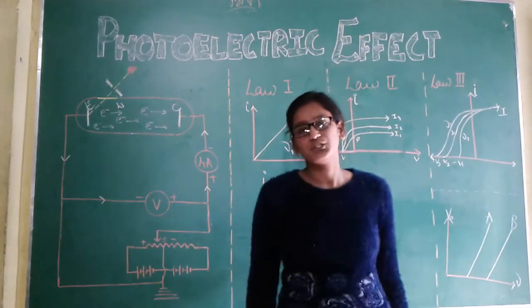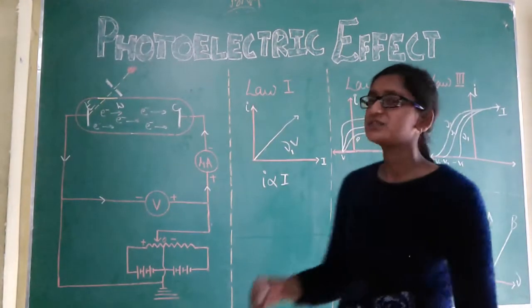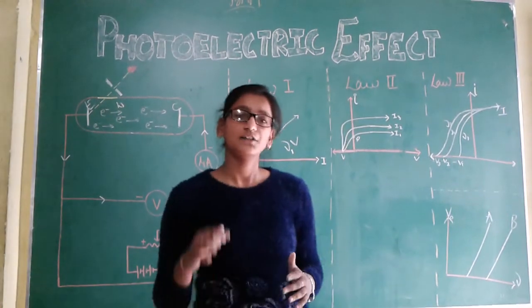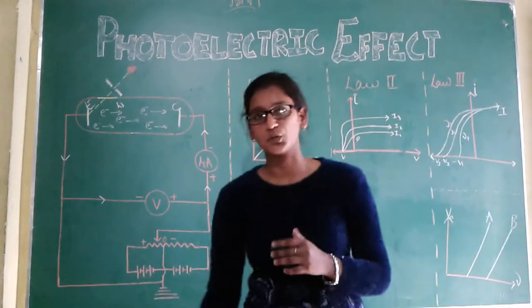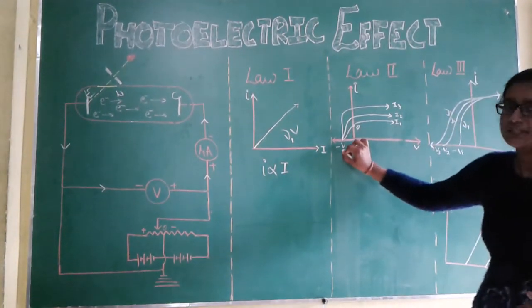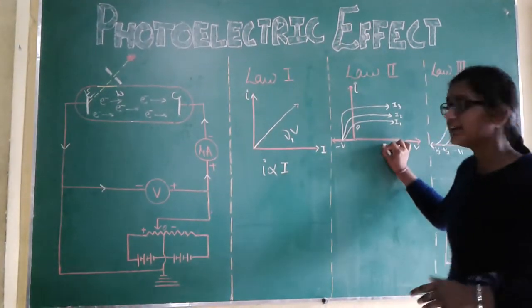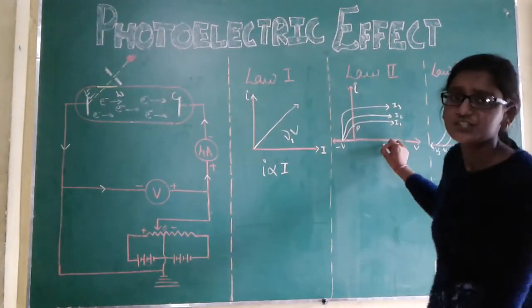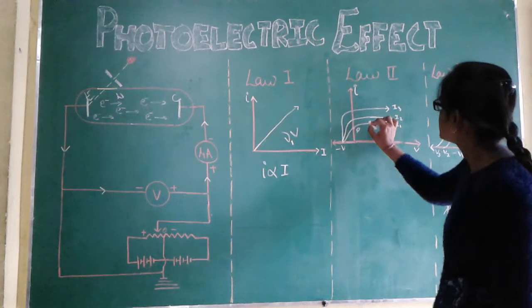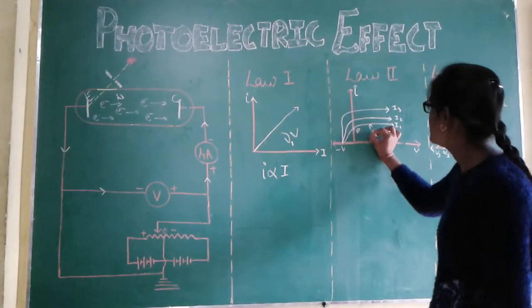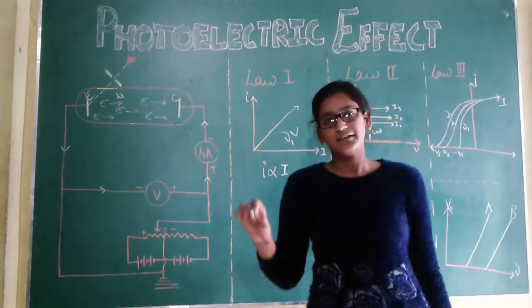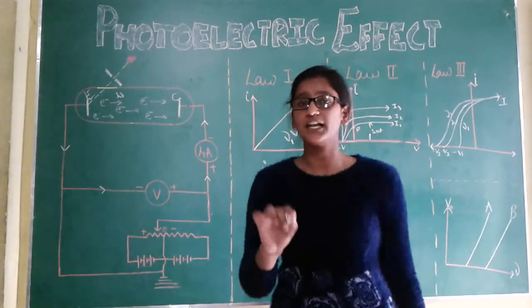We should know what is cutoff potential. Cutoff potential is the maximum retarding potential at which the flow of electrons stops, or the current becomes zero. This side is the negative potential, which is also known as retarding potential, and on the other side we use positive potential, which is accelerating potential. And this region is known as saturation current, the maximum current produced in a photoelectric effect. It is the maximum photoelectric current.